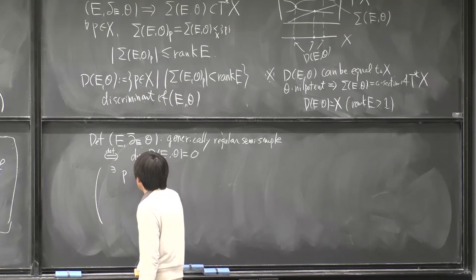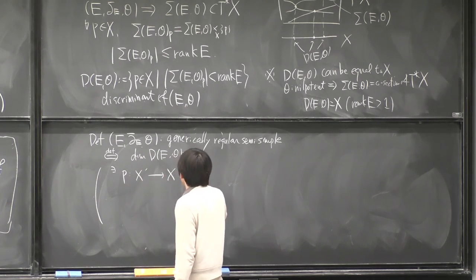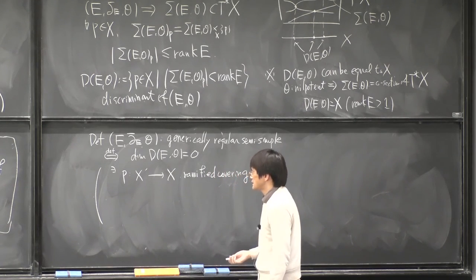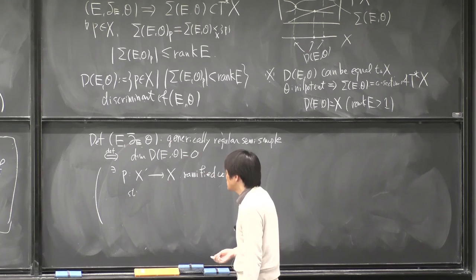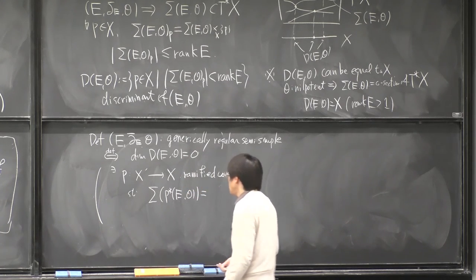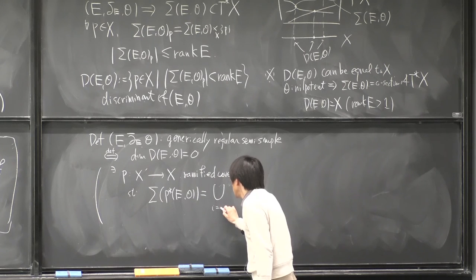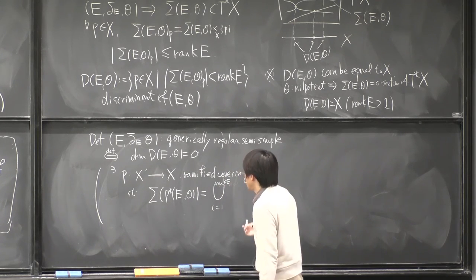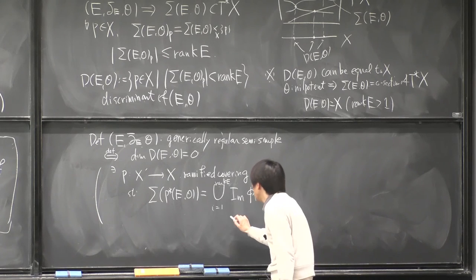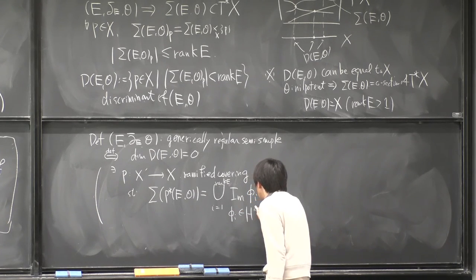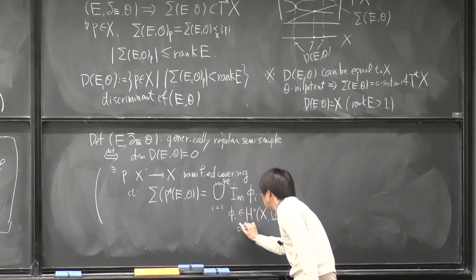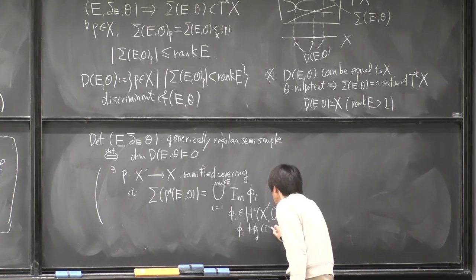we can take a ramified covering such that the spectral curve of the pullback is decomposed into the union of the images of holomorphic one forms phi_i on X prime. I mean, phi_i are holomorphic one forms, and phi_i and phi_j are different if i and j are different.